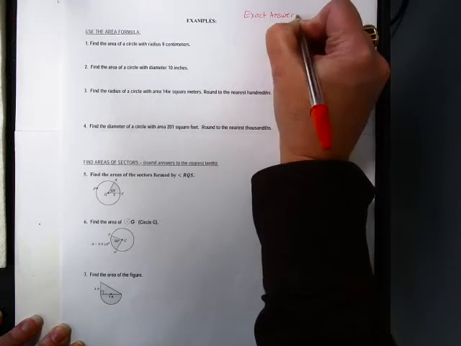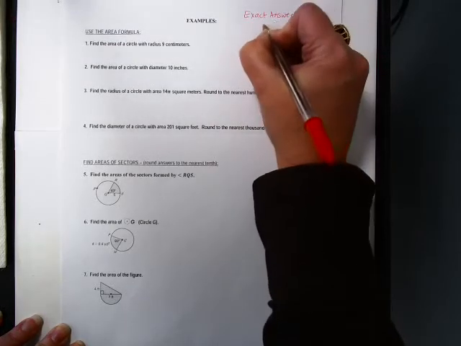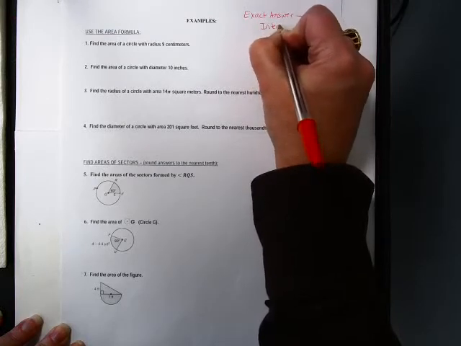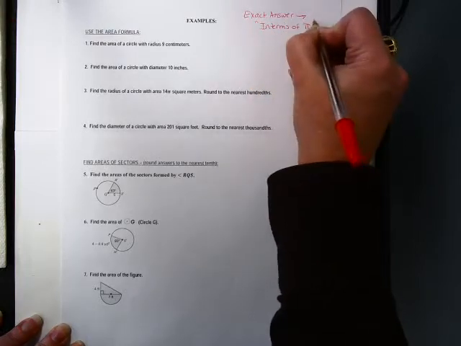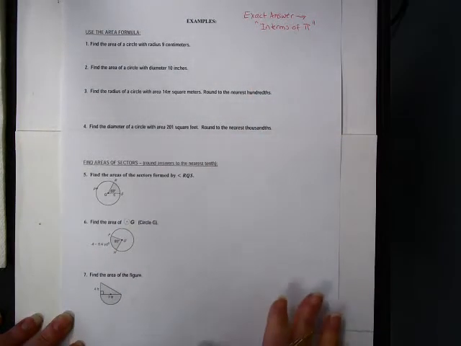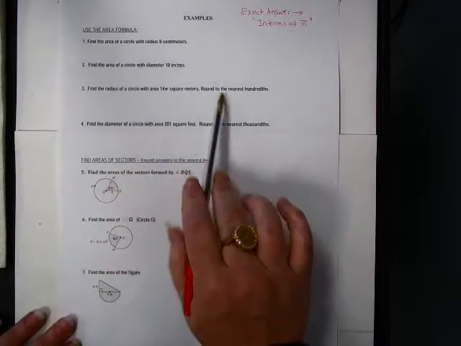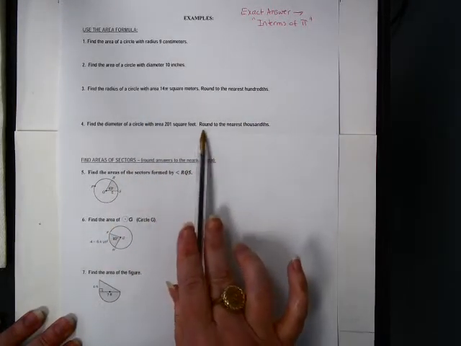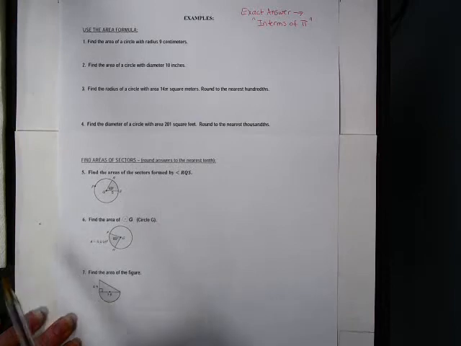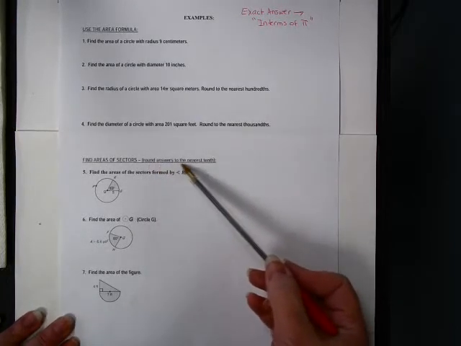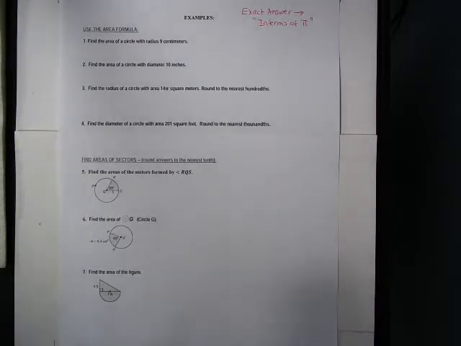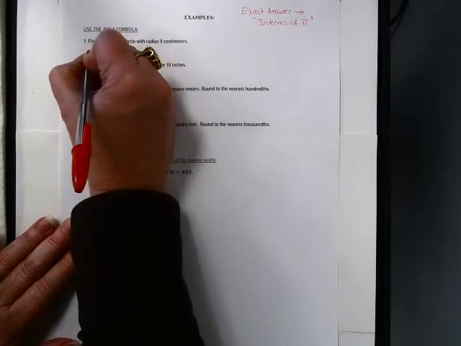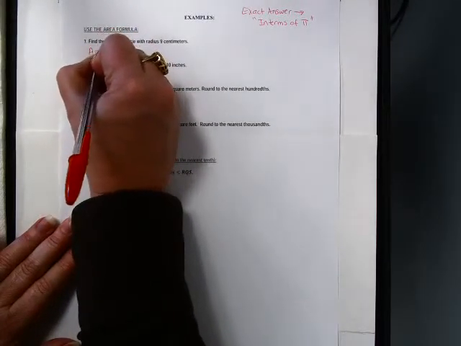So up here at the top, add: exact answer means in terms of pi. And what that means is that pi will be in the answer. Now here they told me to round to the nearest hundredths, round to the nearest thousandths, and then down here they say round answers to the nearest tenth. And so all of these answers will be rounded.